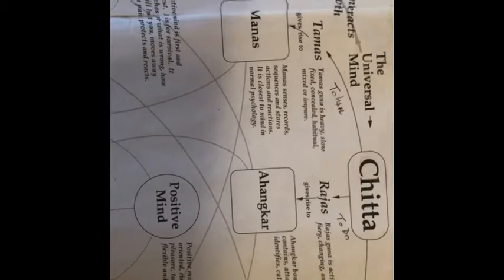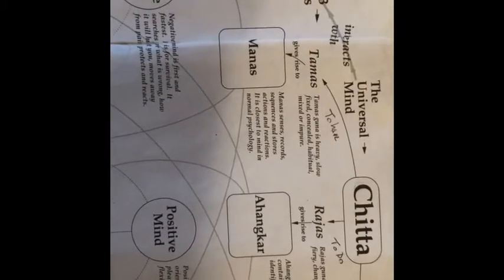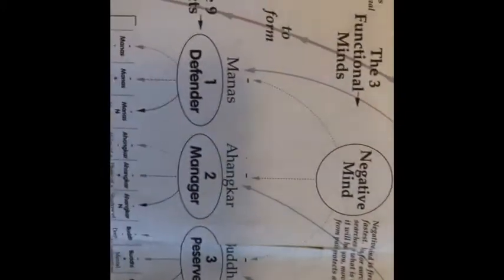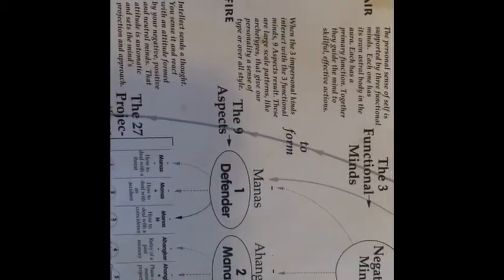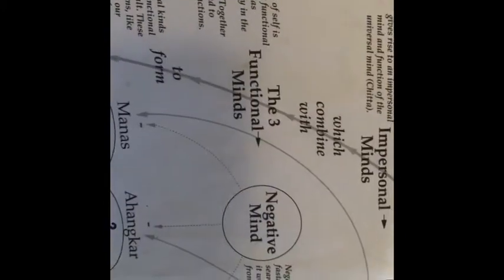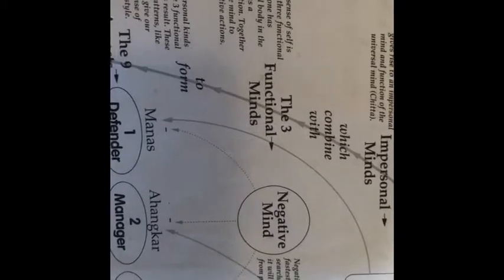That's a tricky word to say. So rajasic energy on its life path, basic level. And so if you follow that energy down to here, now what we're doing is we're adding the negative mind, which is basically the equivalent of tamas or tamasic energy.